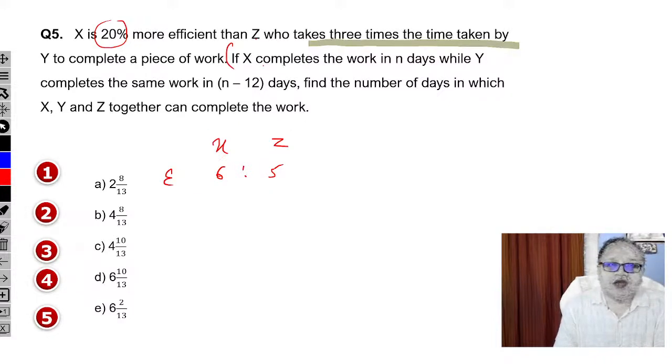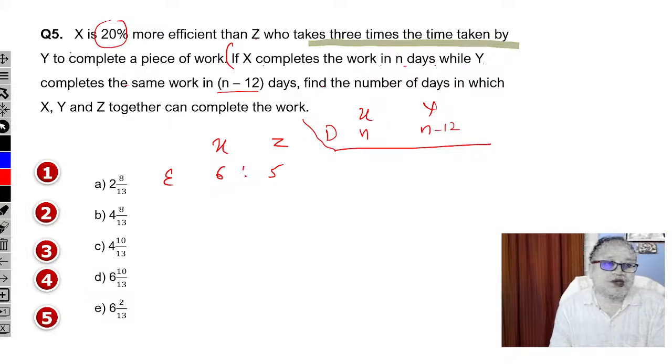The next one: if X completes the work in n days, while Y completes the work in n minus 12 days. So for X and Y, the days are given, n days and n minus 12 days. This is about days, and find the number of days in which X, Y and Z together can complete the work.